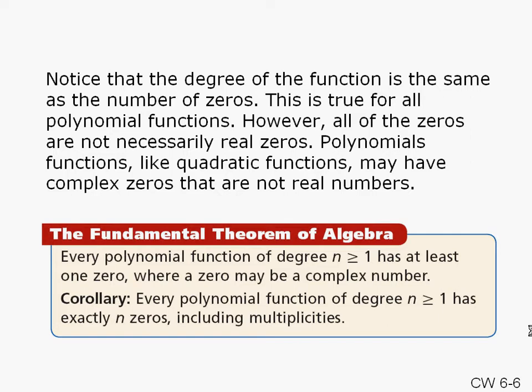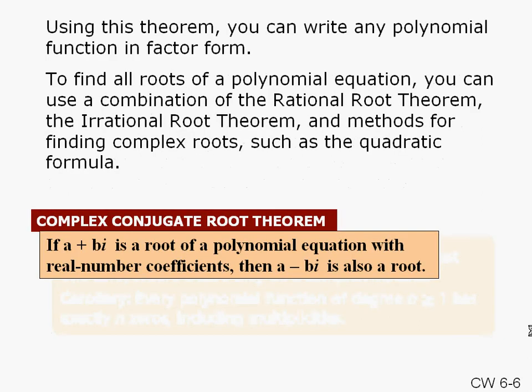The fundamental theorem of algebra states every polynomial function of degree n greater than or equal to 1 has at least one zero, where a zero may be a complex number. The corollary is every polynomial function of degree n greater than or equal to 1 has exactly n zeros, including multiplicities. Using this theorem, you can write any polynomial function in factored form.